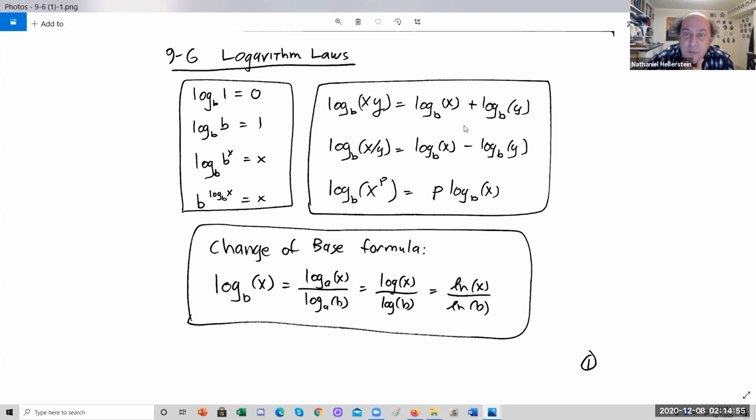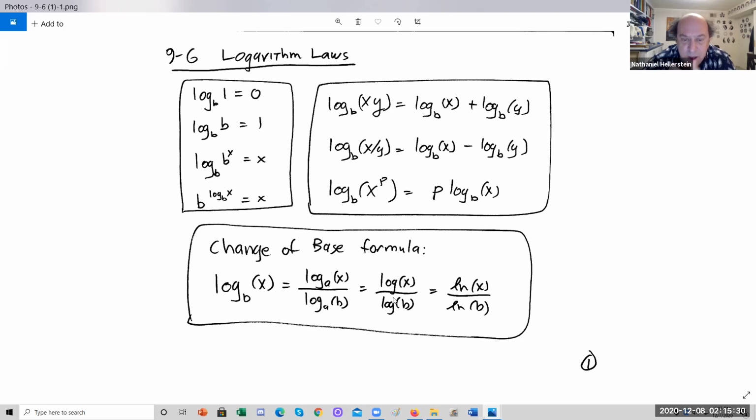Exponential of a sum is a product, while logarithm of a product is a sum of logarithms. Exponential of a difference is a quotient, and logarithm of a quotient is a difference of logarithms. And similarly, log base b of x to the p is p log base b of x. Basically, x to the p is repeated multiplication, and logarithm turns times into plus. So log of a power turns into repeated addition, which is p times the logarithm.